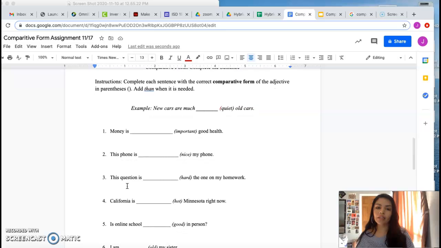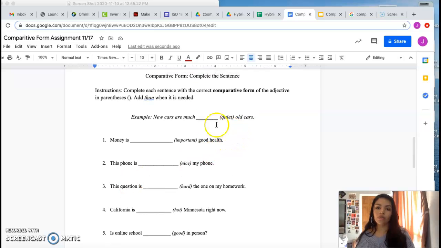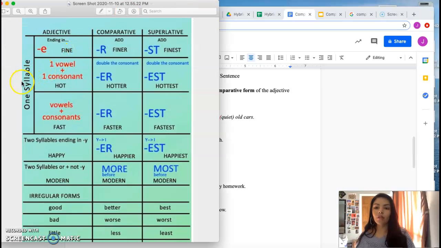Second part is complete the sentence. So I have a sentence right here. I see that there is an adjective in parentheses. I have to change this word in order to complete my sentence. So my sentence says new cars are much quiet old cars. Quiet is one syllable. It has one vowel and one consonant. So I look at this one and I see that I have to just add ER.